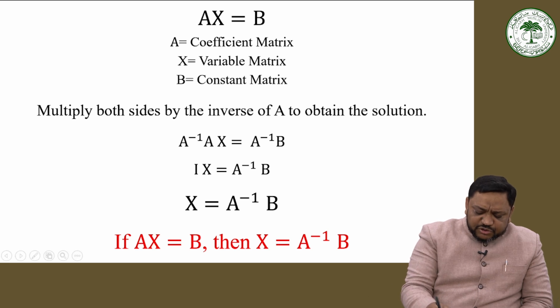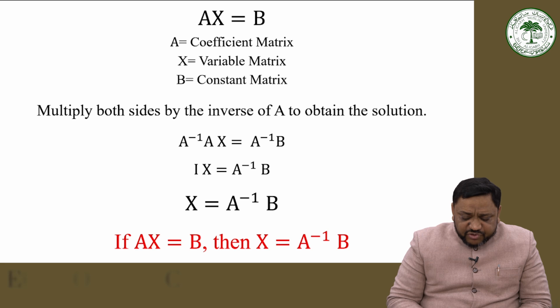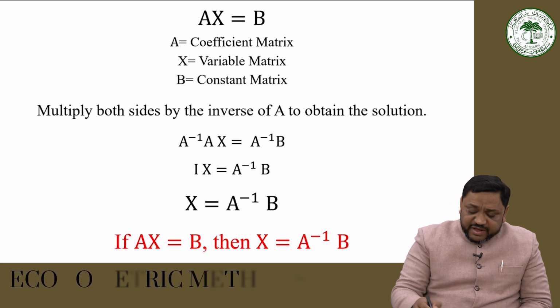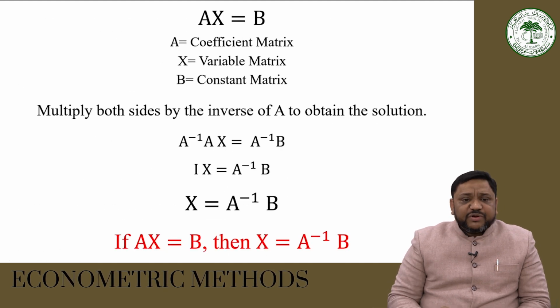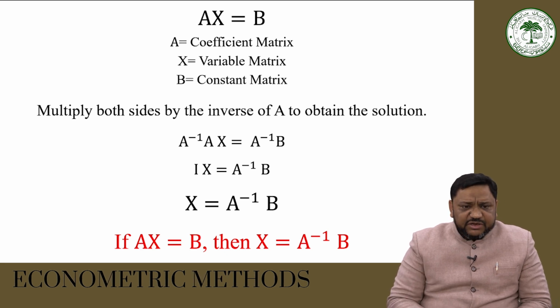Suppose we have these three matrices. One is the coefficient matrix A, the other one is the variable matrix, and the next one is the constant matrix. So we have three matrices like this: Ax is equal to B.